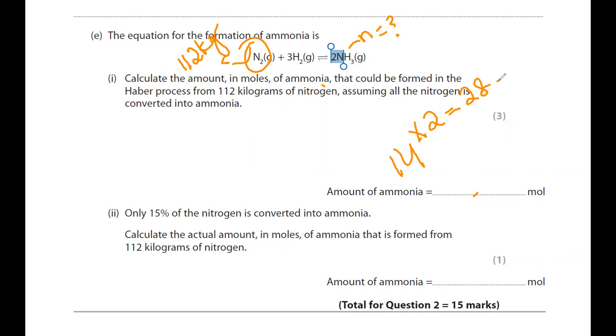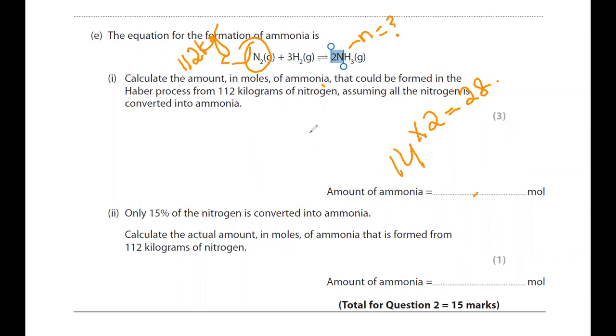Did you notice something else in the question? Can you read the question from here to here? Calculate the amount in moles of ammonia that could be formed in the Haber process from 112 kilograms of nitrogen, assuming all nitrogen is converted into ammonia. So did you notice something? Did you take a look at your units, the units given to you in the question? It's kilograms.